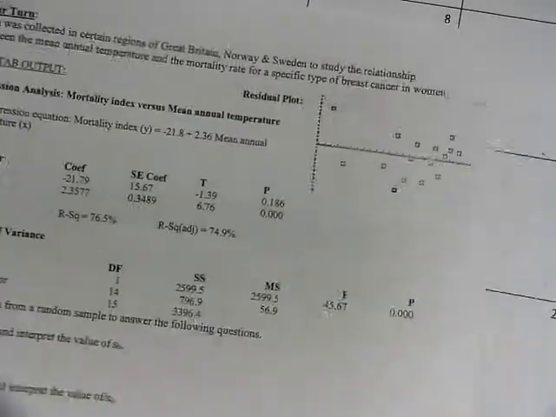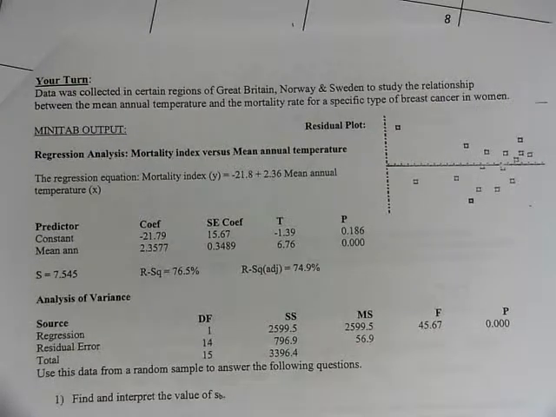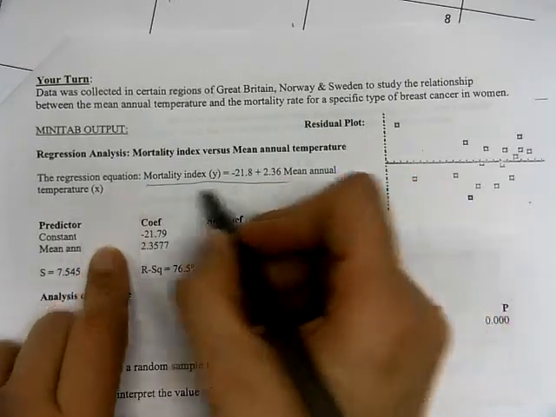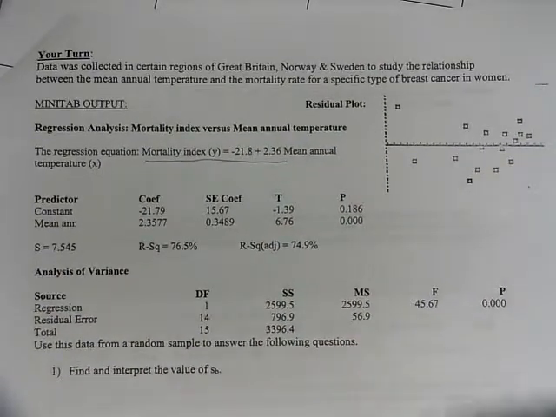Okay, let's try our last one. It says it's your turn, but we'll do it together. The data here is collected in certain regions of Great Britain, Norway, and Sweden to study the relationship between the mean annual temperature and the mortality rate for a specific type of breast cancer in women. You're given the least squares regression line already. Here's your residual plot.